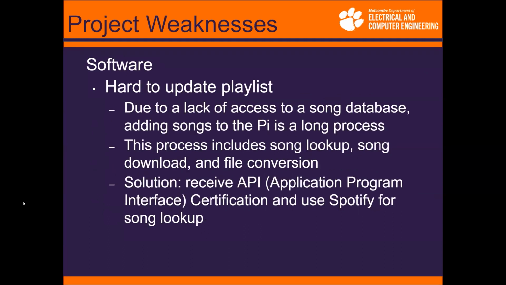As previously mentioned, one of the weaknesses for our software side of things was that it became relatively tedious to update the playlist of songs. Whenever we wanted to do this, a song had to be manually imported onto the Raspberry Pi, as well as updated in the song list. A solution for this would be to receive the API, which is the Application Programming Interface certification, and use Spotify for song lookup and loading.